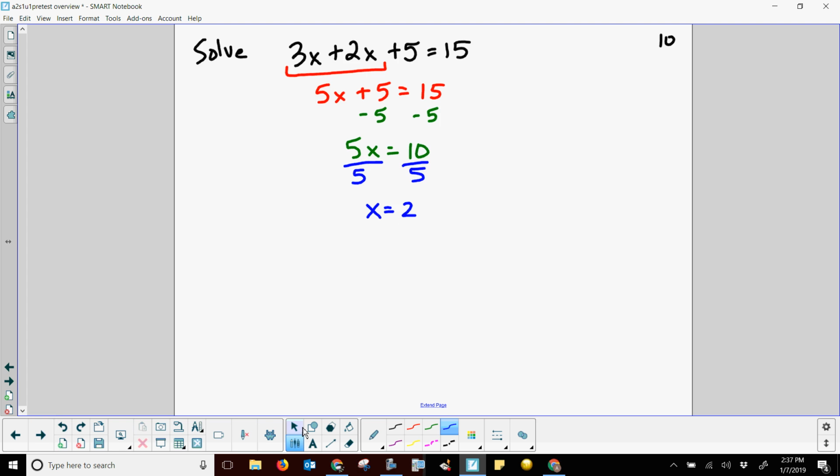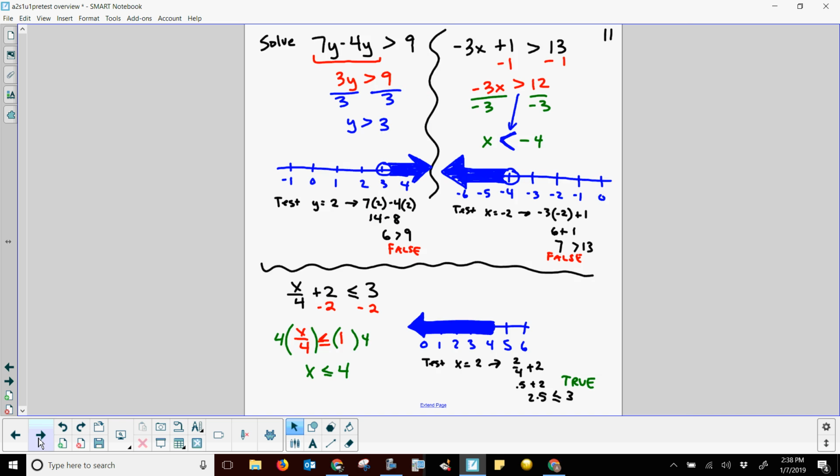Solving equations here. Going back to the like terms stuff from the earlier concept, 3x and 2x become 5x, not 5x squared. We're not multiplying anything here. So I'm at 5x plus 5 equals 15. Subtract, divide, finish solving. Not too terribly hard for concept number 10.